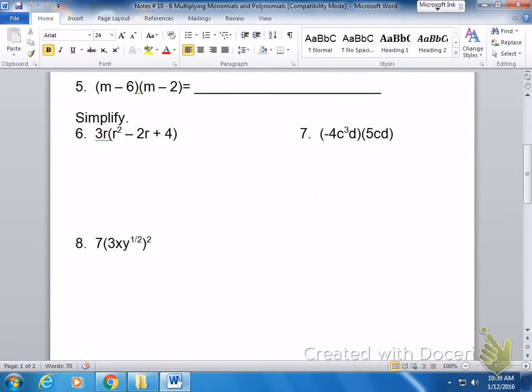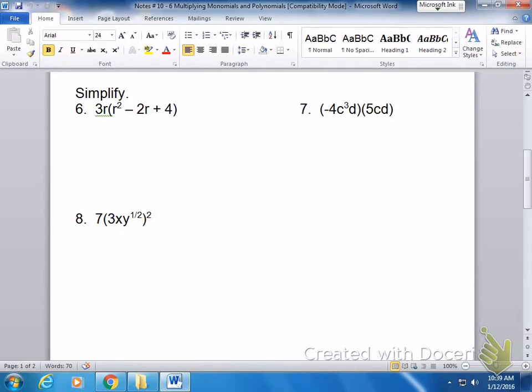Now, these are more review questions, but doing what we've been doing with our distribution, maybe these are a little easier than you remember. So I have 3r times the trinomial r squared minus 2r plus 4. I need to distribute 3r to each term. So the first one I'm going to write out here to the side, is 3r times r squared. Guys, always start with the numbers. There's really a 1 in front of that. 3 times 1 is 3. r to the first times r squared. We add our exponents. You get r to the third.